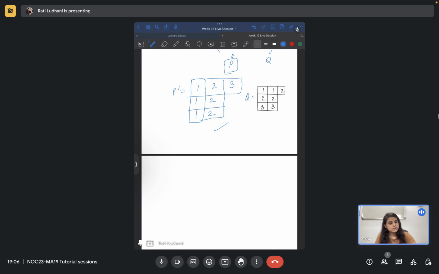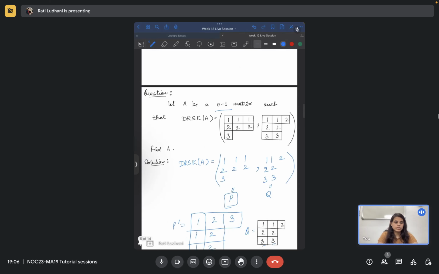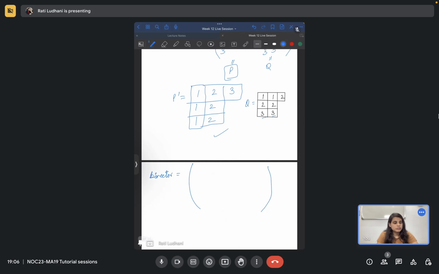Now what is Q telling? For Q also, we need to find the bivector. As you can see, the entries are 1 2 3 4 5 6 7. So there are 7 ones, because you know the matrix A is a 0-1 matrix only; dual of RSK we only calculate for 0-1 matrices, and it may even be stated that A is a 0-1 matrix. So there are 7 non-zero entries in the matrix A.